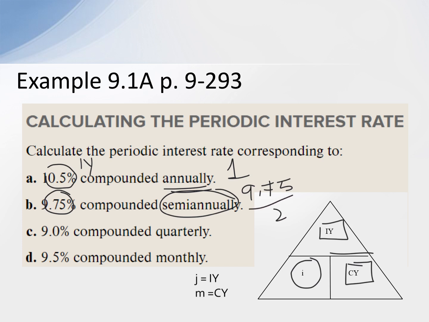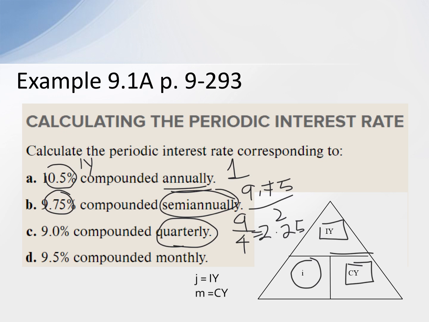C says we have 9% interest, IY, compounded quarterly, so 4 times a year. So that would be 9 divided by 4, or 2.25% per quarter.